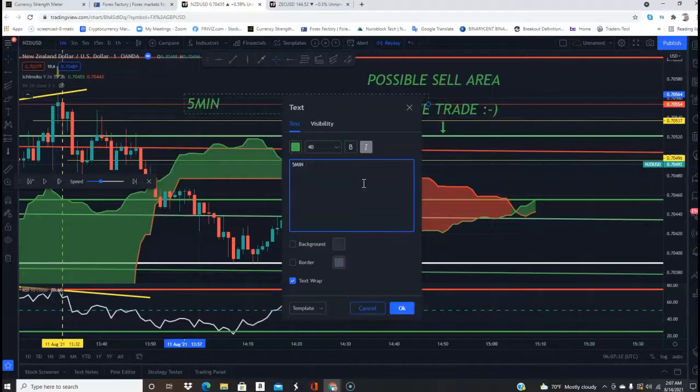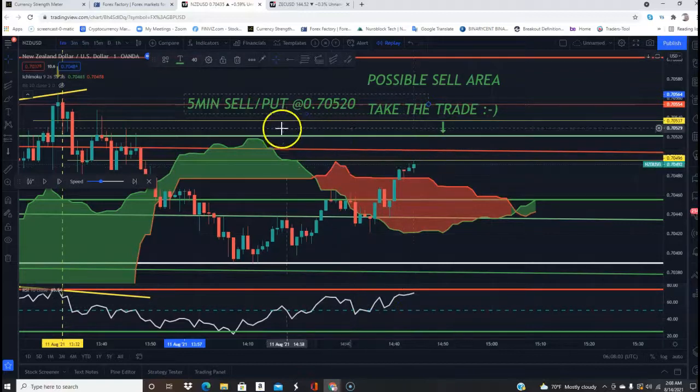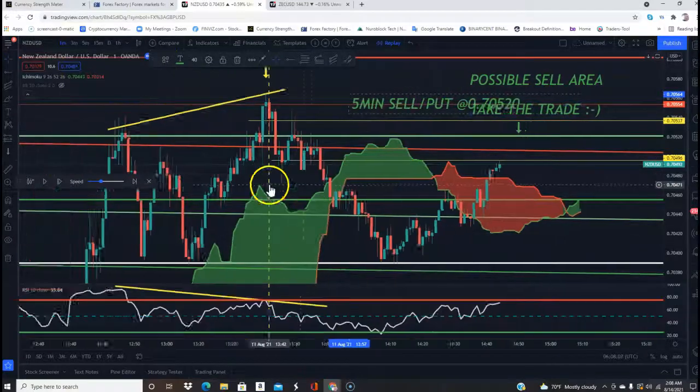5-minute sell, since it's NFX trading, we put the put in there. 5-minute sell put at, and then we find the entry. Okay, it says spot 070 and 520, right? 5-minute sell put at 070,520. Okay, now that's this entry here. This area here. Let's play this.